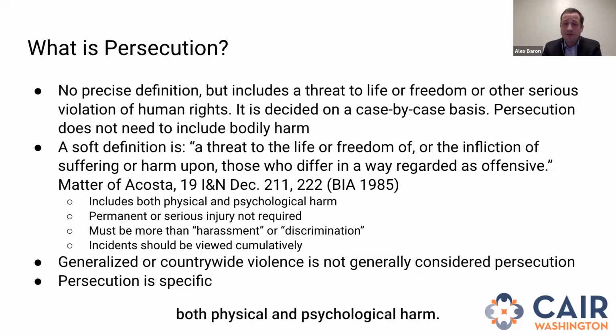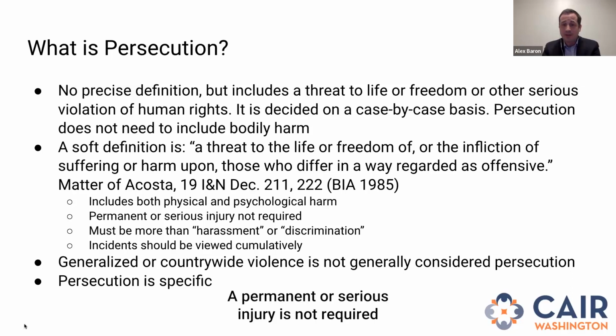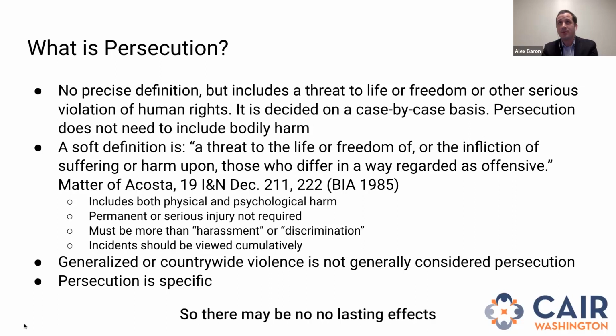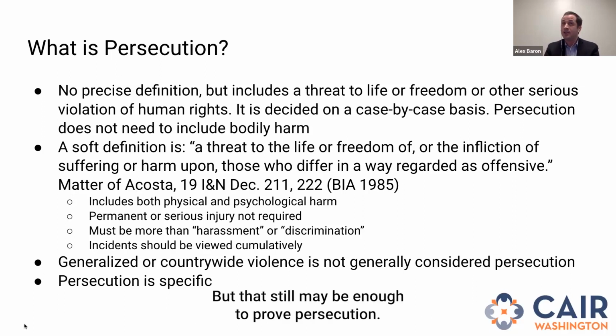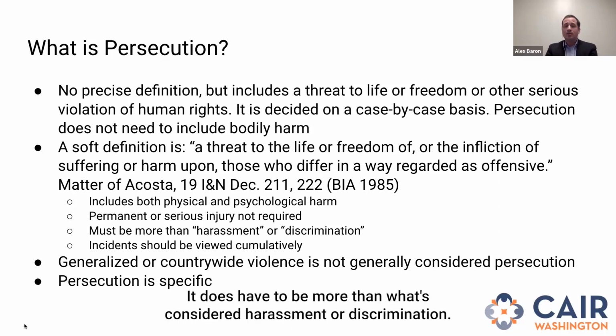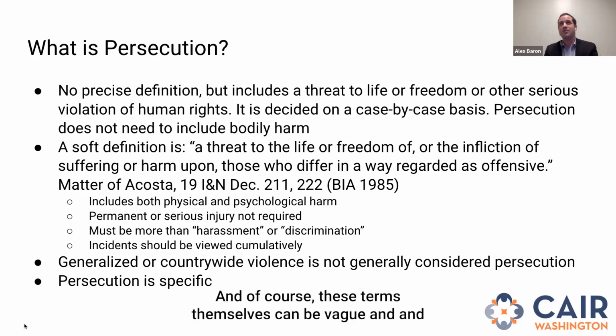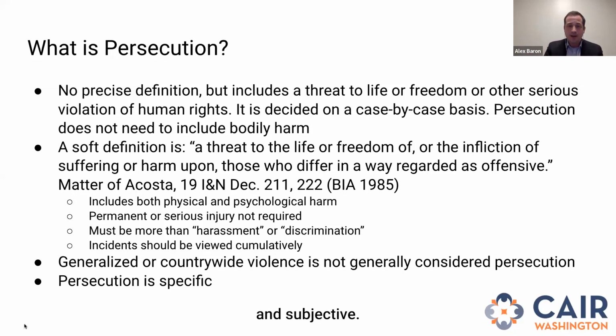Persecution can include both physical and psychological harm. A permanent or serious injury is not required if the person has suffered harm. So there may be no lasting effects, and that harm may only be provable through testimony, but that still may be enough to prove persecution. It does have to be more than what's considered harassment or discrimination. And of course, these terms themselves can be vague and subjective.